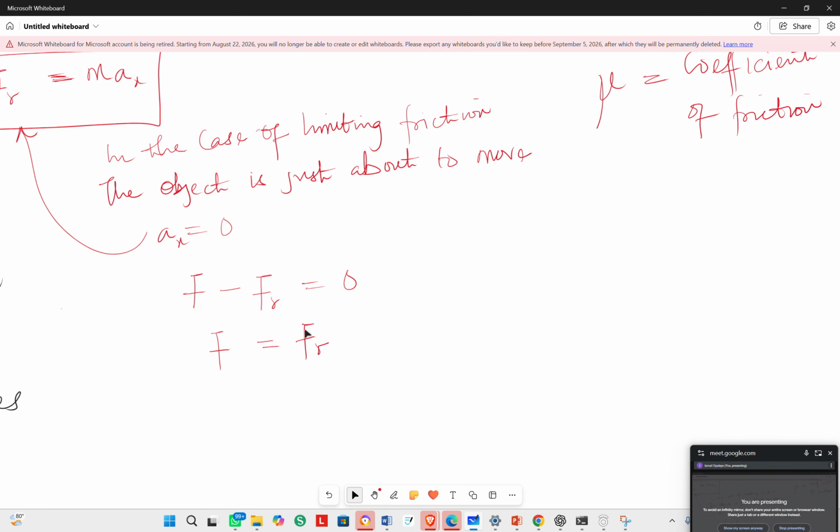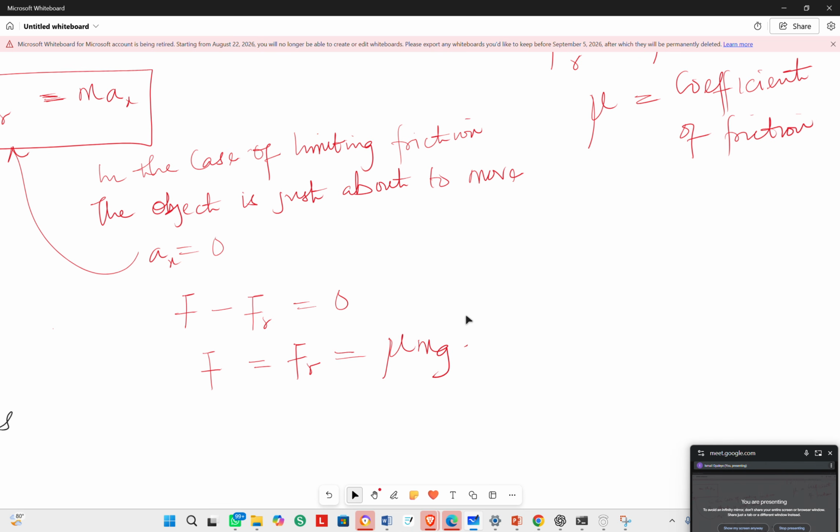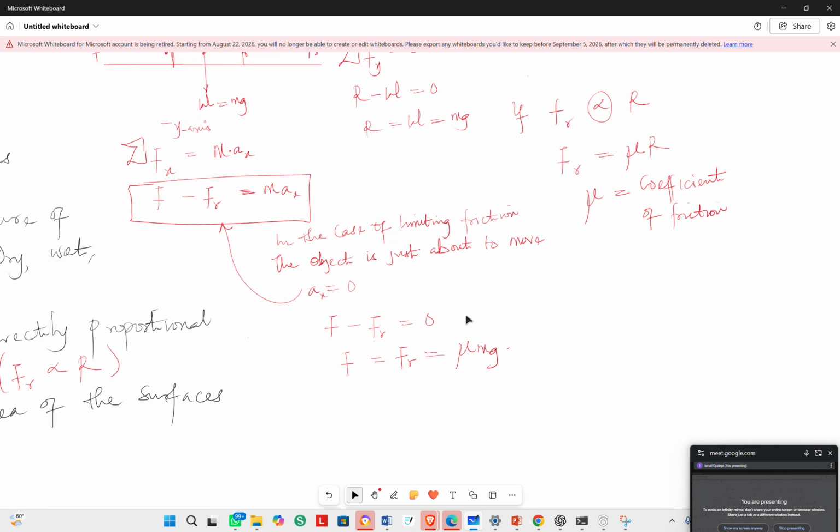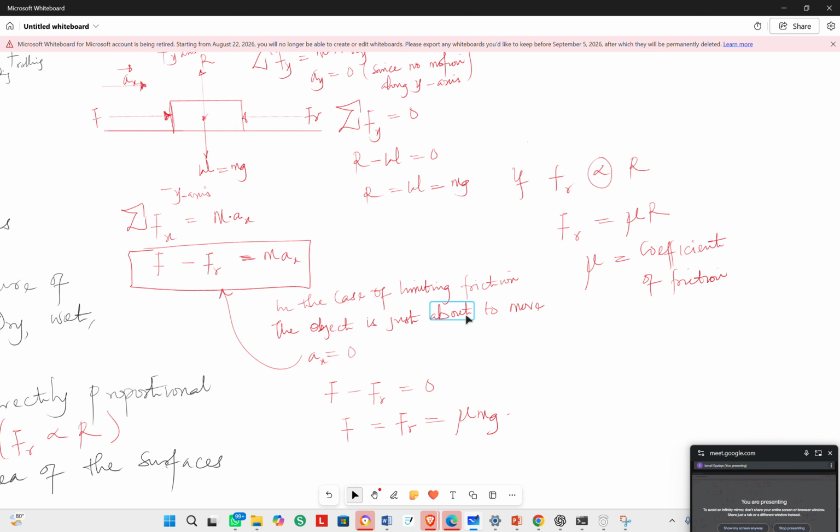So that mu, you can come and put it here. In the case of limiting friction, the frictional force is exactly up to the force that tends to cause the motion, or the frictional force is exactly the same as the force applied. So F equals F_R, which equals what? Mu mg. So I will stop there for the derivations of some important things that you need to know as far as friction is concerned. Is it clear to everybody?